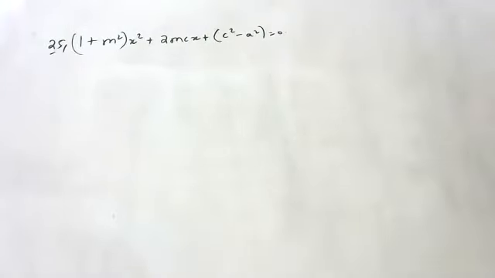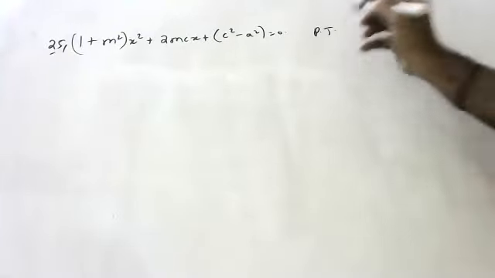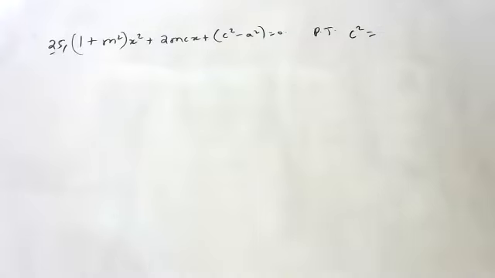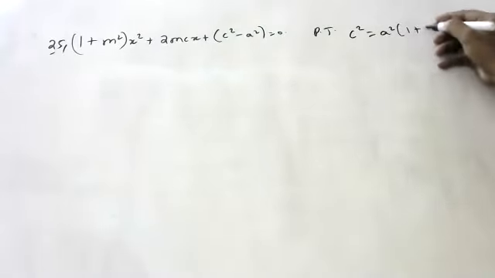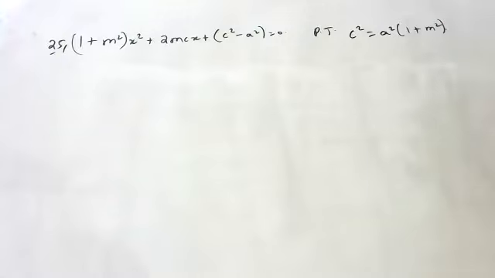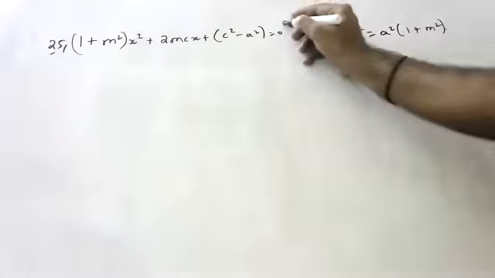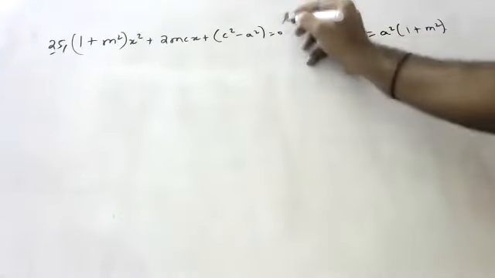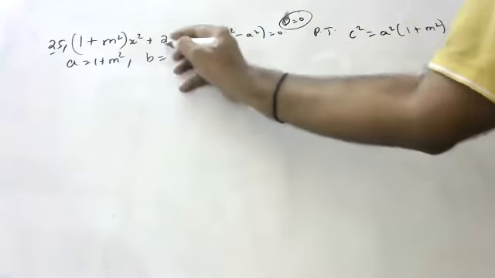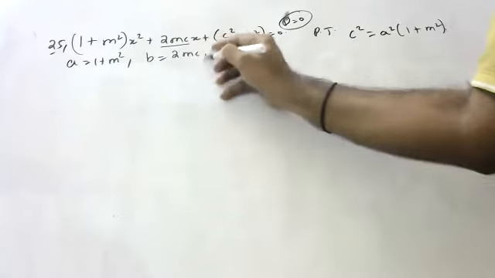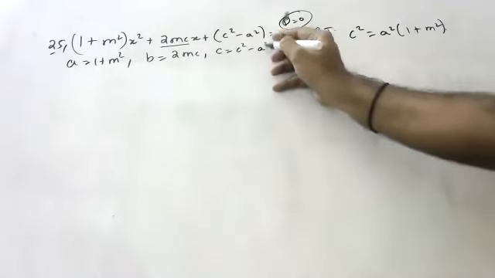Have equal roots. We have to prove that c square is equal to a square into 1 plus m square. This is the proof. Okay? They said equal roots, so D is equal to 0. So what is A here, children? 1 plus m square. What is B here? 2mc. What is C here? c square minus a square.